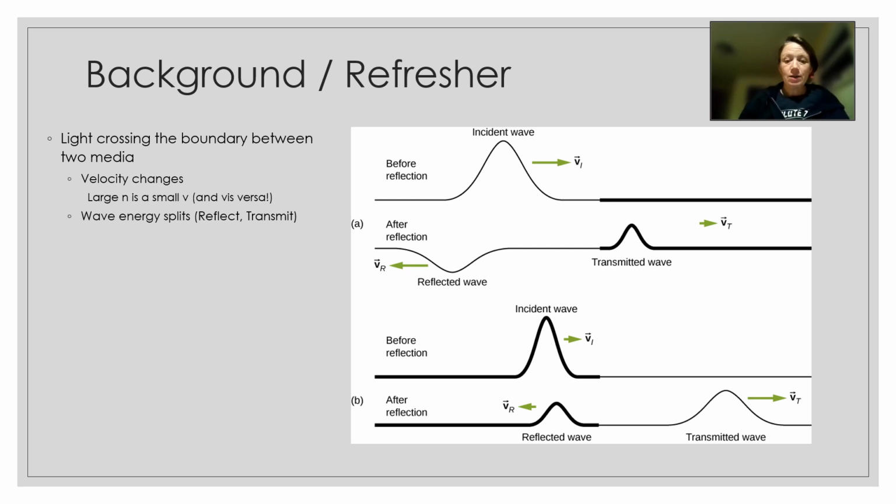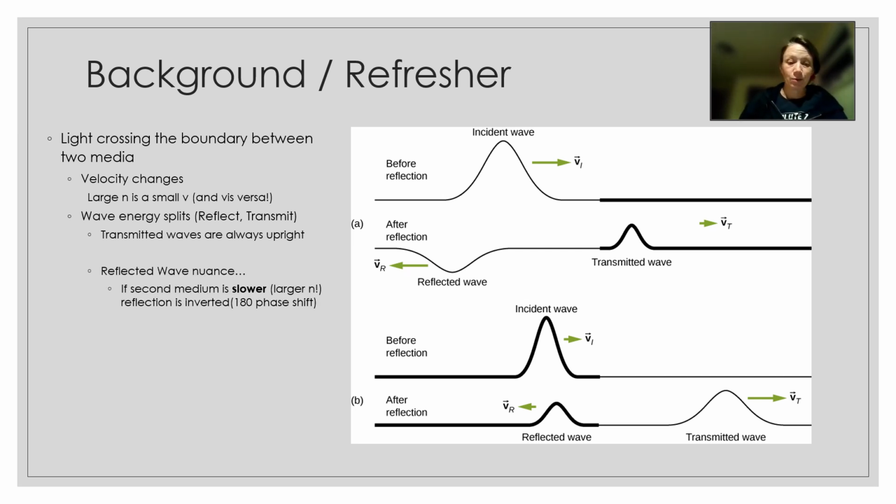Just like other waves, when light hits the boundary between two media, the wave energy is going to split into parts. We'll have one piece that is reflected back into the original medium and one piece that is transmitted into the new medium. Remember that the transmitted waves are always upright, so you can see that in the drawing to the right. If it's a crest going in, then it's going to be a crest coming through the material as well. However, there are some nuances with reflected waves.